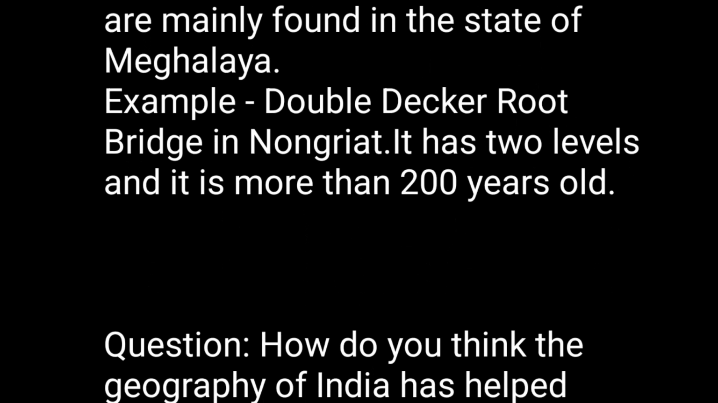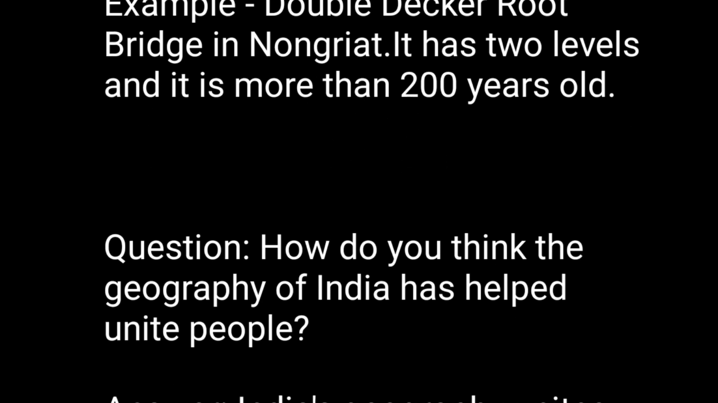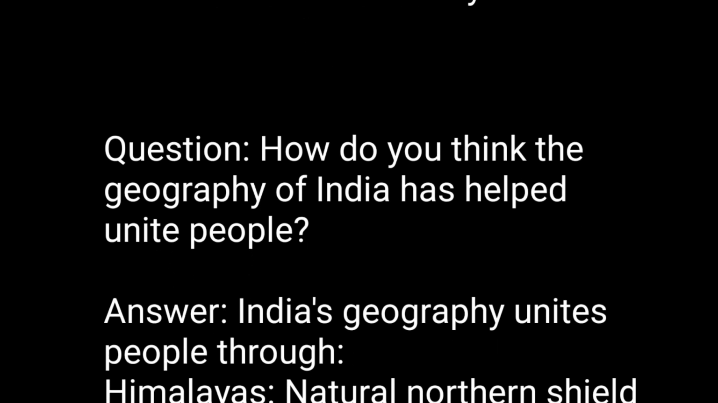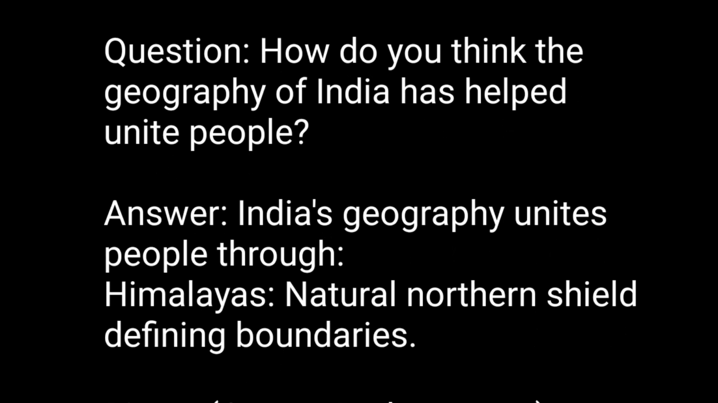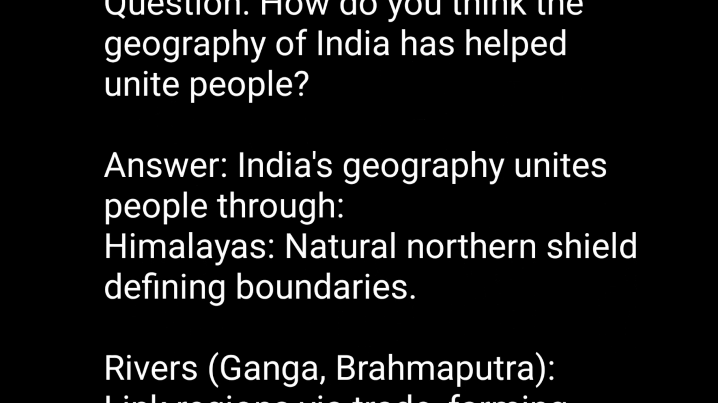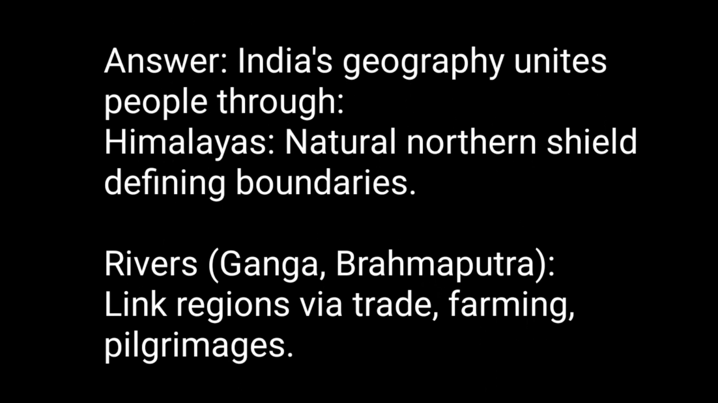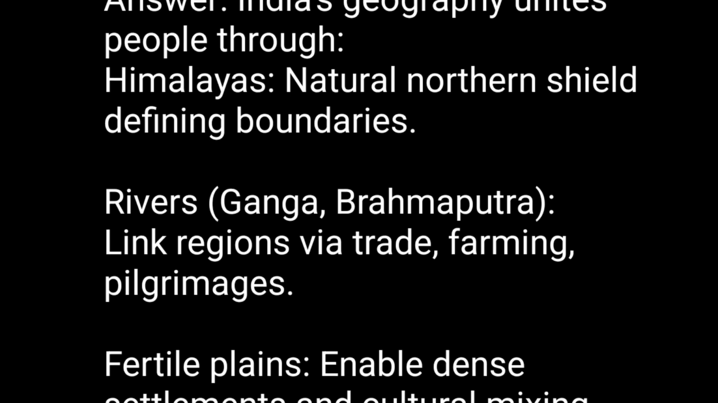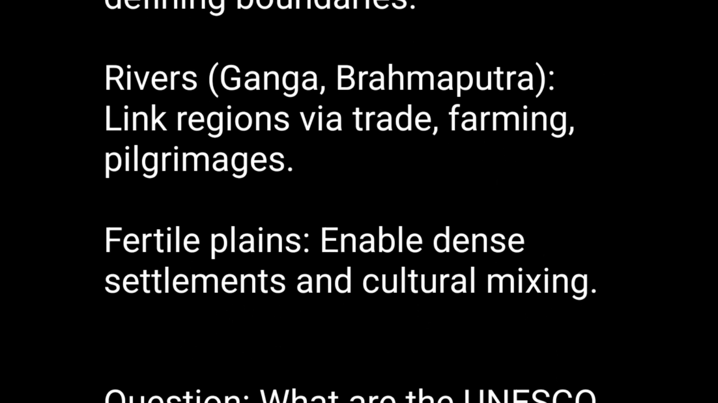Question. How do you think the geography of India has helped unite people? Answer. India's geography unites people through Himalayas: natural northern shield defining boundaries. Rivers, Ganga, Brahmaputra: link regions via trade, farming, pilgrimages. Fertile plains: enable dense settlements and cultural mixing.